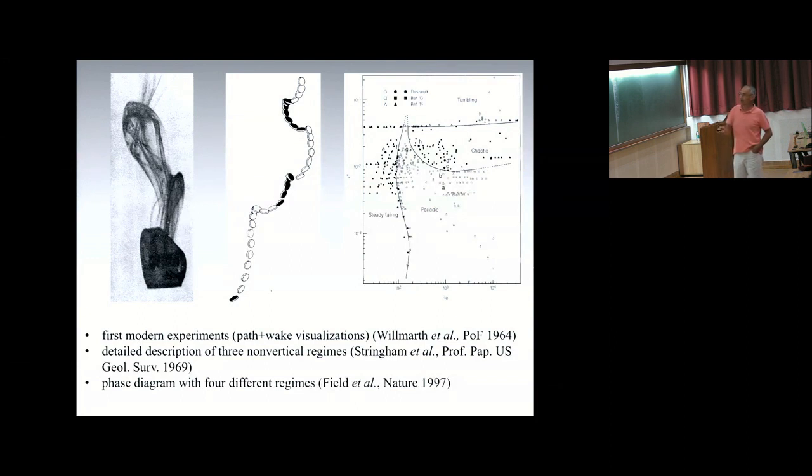In this regime, the disk just falls along a straight path. Then in that regime, the disk is fluttering like this. Then on the top of the graph, the disk is tumbling, so it performs full tumbles. And in between, they were able to identify a chaotic regime here. Okay, so this was the picture at the end of the last century, we would say.